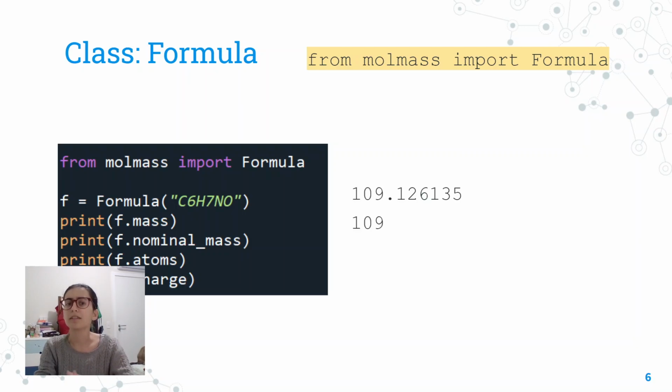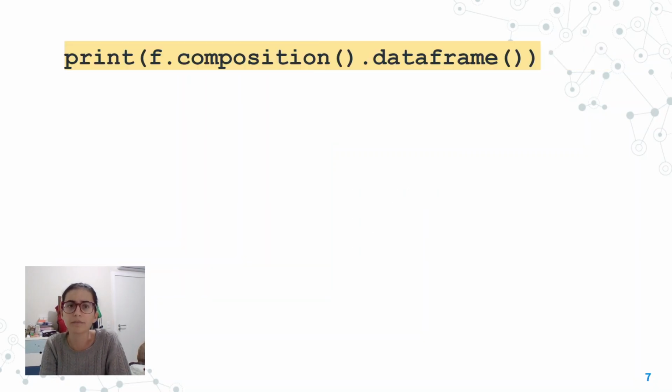The nominal mass is a way of using only integers: you choose the most common isotope of each element and make the calculation according to that, instead of having the average of all the isotopes like the regular mass. Here is the number of atoms and the charge. In its case it's 0 because it's not an ion.